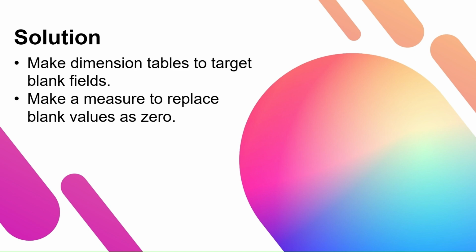So, I welcome you all to the third chapter, which is the solution of the problem statement. The main problem, which is not solved by the measure, is that it cannot target the blank values in the matrix visual. To target the blank values, I will use dimension tables containing unique values from the column and connect them with the fact table, which is the data set in our case, using one-to-many relationships.